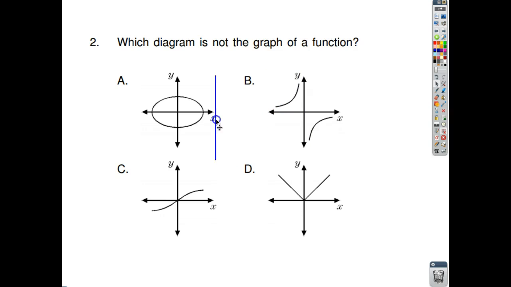Okay, let's look at A. A, yes, this is not a function. Do you see how it's touching the circle? It touches here and it touches down there. Okay, so not a function. Let's check this one. If I can run this across, it never touches my function or the relation twice. And this one, same, doesn't ever touch it twice. Okay, so A is not a function. B, C, and D are indeed functions.